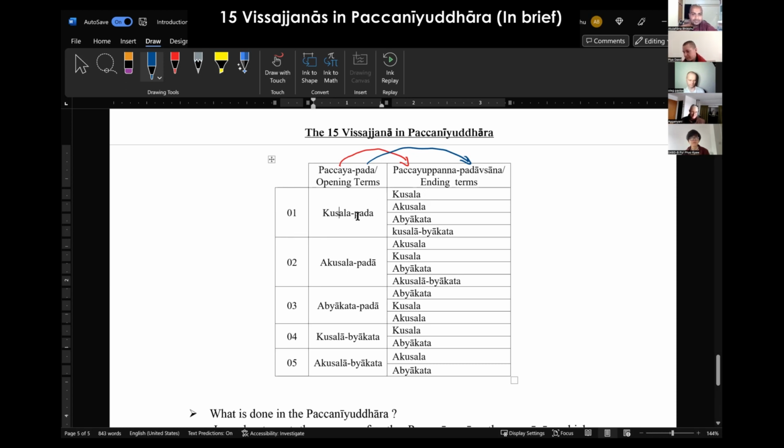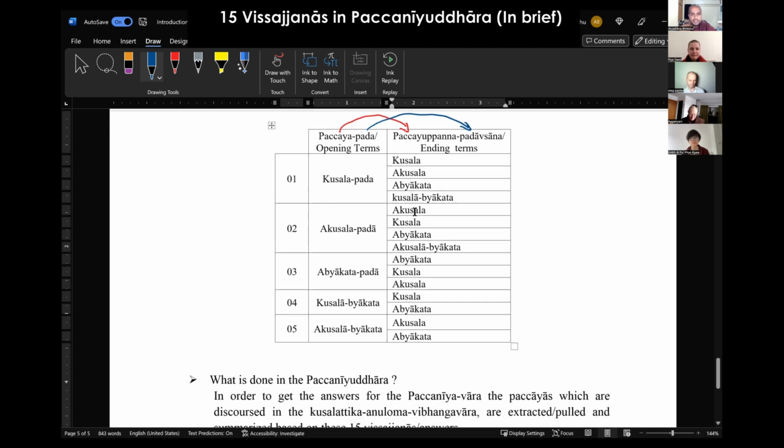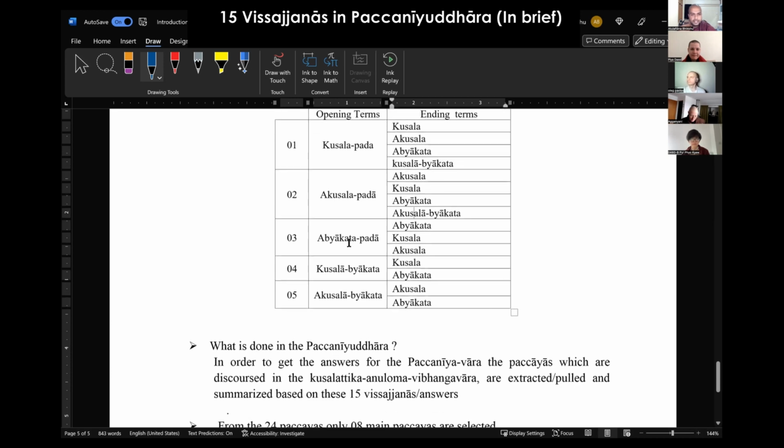Anyway, so the first one is kusalo kusalassa, the second one is kusalo akusalassa, the third one is kusalo abhyakatassa, the fourth one is kusalo kusala abhyakatassa. In the same manner, there are 4 for akusala also. Akusalo akusalassa, akusalo kusalassa, akusalo abhyakatassa, and the 4th one is akusalo kusala abhyakatassa. And there are 3 for the abhyakata. Abhyakato abhyakatassa, abhyakato kusalassa, abhyakato akusalassa. The 4th one is abhyakato kusala kusalassa.